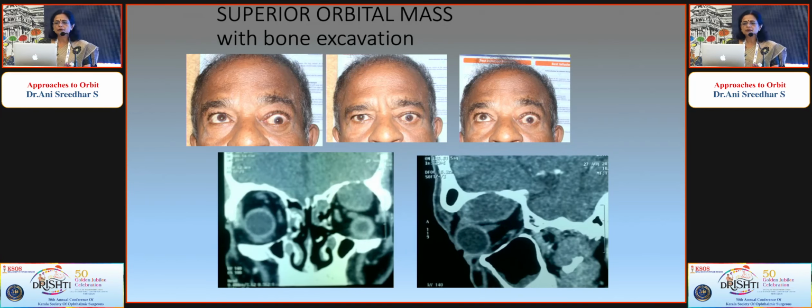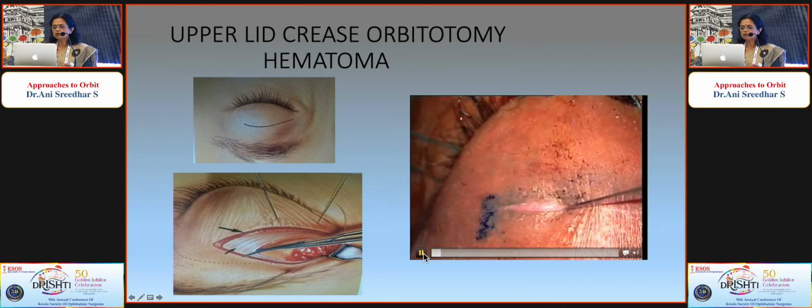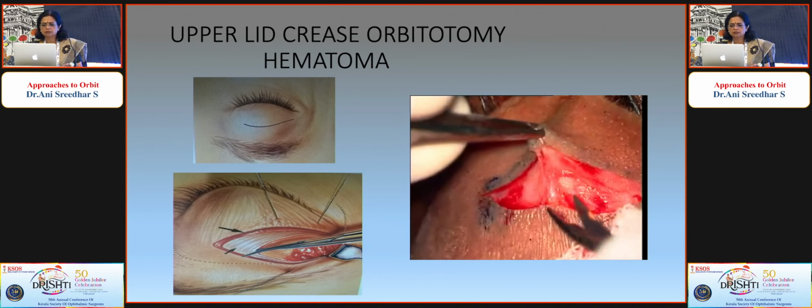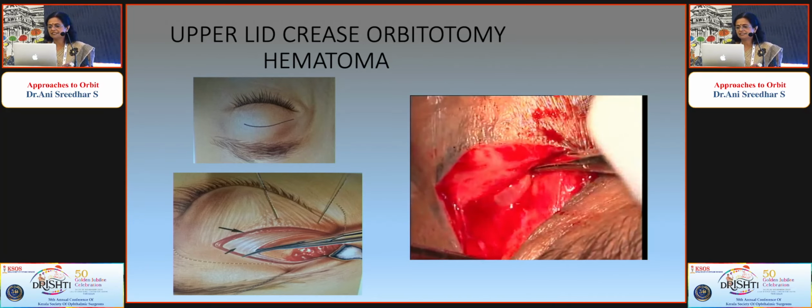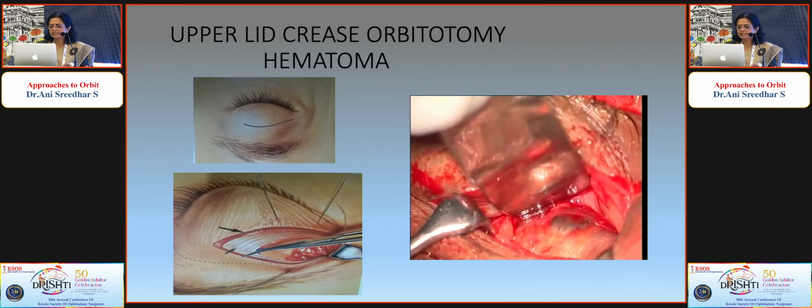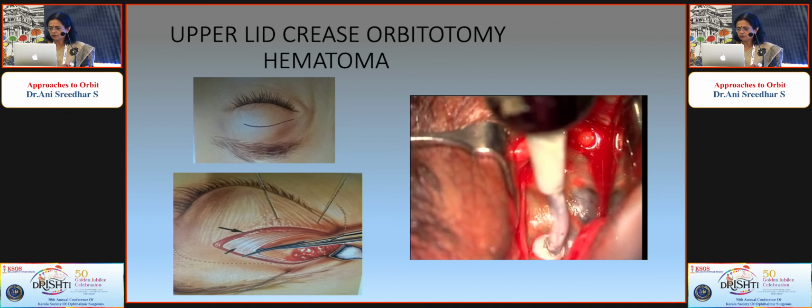This is a superior orbital mass with bone excavation. It lies close to the bone. You can see the dura is exposed. So here I went through an upper lid crease. So all superior masses now, I go through the upper lid crease. So this was, the bone was exposed. You can see the bluish mass there. And this turned out to be a hematoma.